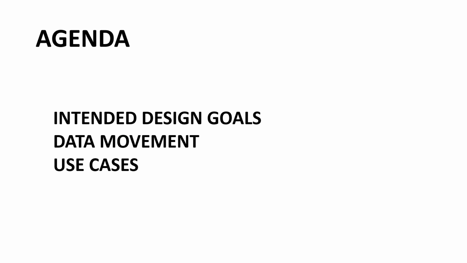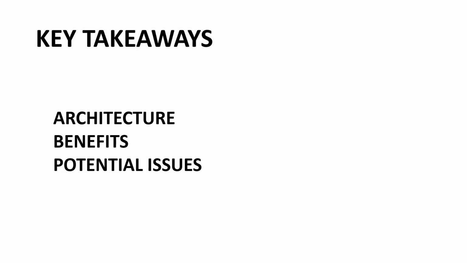Today's agenda is to discuss these three things: the intended design goals of table partitioning, what data movement is. I will refer to it several times before I explain what it is, so we'll get to that, but it's critical that you understand that, and what the potential use cases are for table partitioning. When we say goodnight to each other, you will hopefully have an understanding of the architecture, the benefits, and the potential issues. I like to say, and I believe it's true, that even the gotchas for table partitioning have their own gotchas. It's kind of like that.